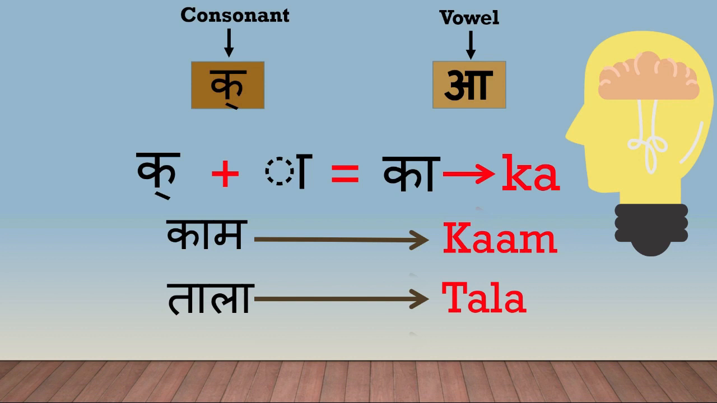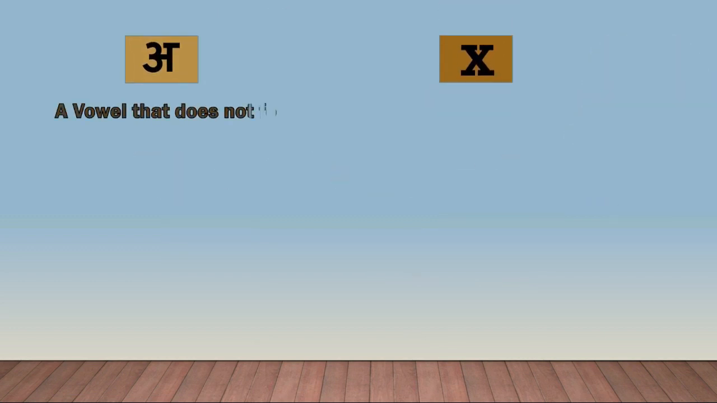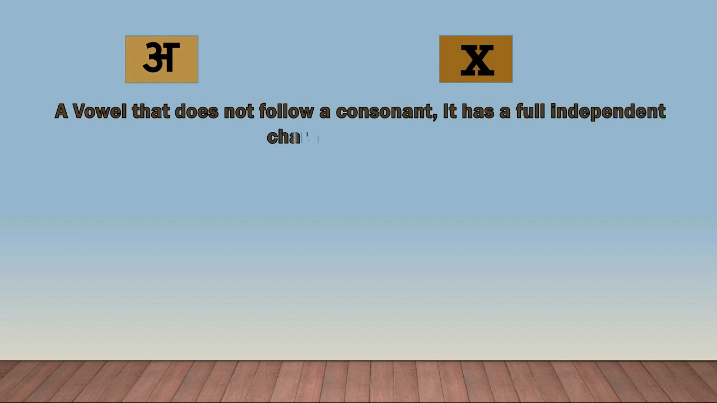Like tala. In English, T-A-L-A, tala. Now, let's start with the first sign of Hindi vowel. Our first letter is A that doesn't have any sign because it's fully independent character.